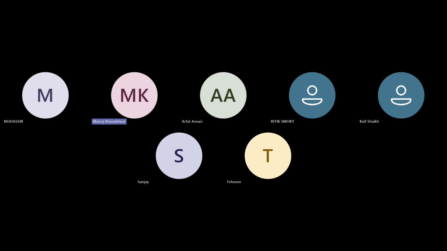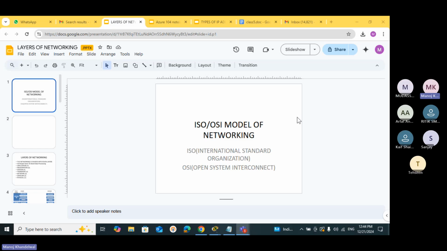Networking is divided into 7 layers for convenience, for the purpose of fault finding. The whole networking is divided into 7 layers. This is useful for fault finding, troubleshooting, and analyzing any problem you want to analyze in the network. So this model is going to help you. It's called the ISO OSI model of networking. ISO stands for International Standard Organization, and OSI means Open System Interconnect.